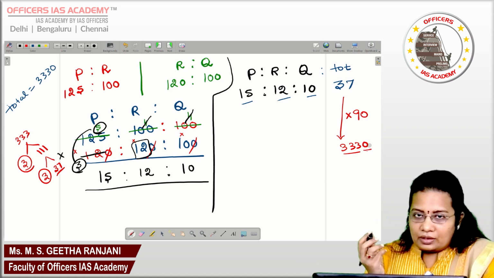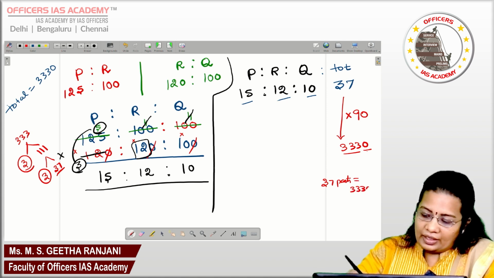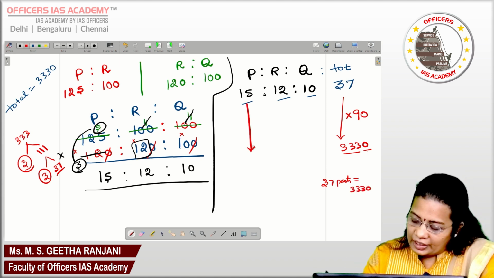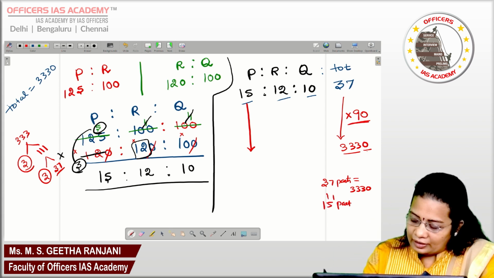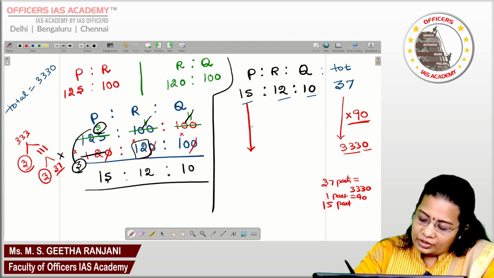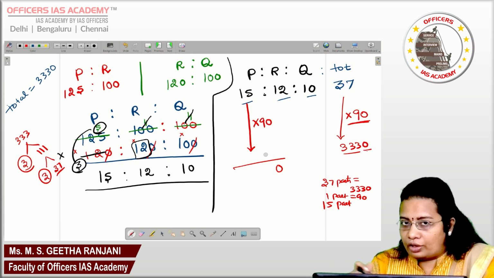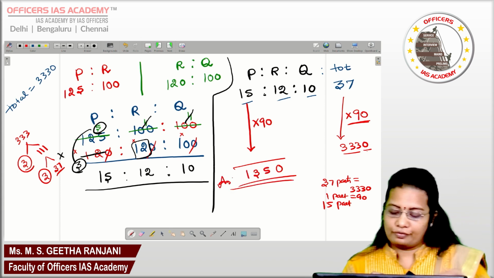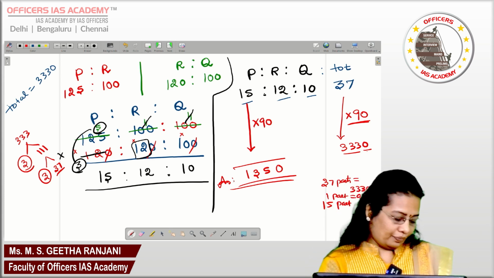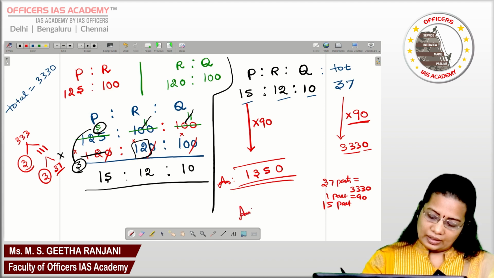So the total 37 parts is equal to 3,330. I want P alone. What is 15 parts? Just find one part. One part is 90. What is 15 into 90? Including 0, 10 into 9, 90. 5 into 9, 45. 135. So P's amount is 1350. That is the demand of the question. So the answer for this question number 67 is option D.